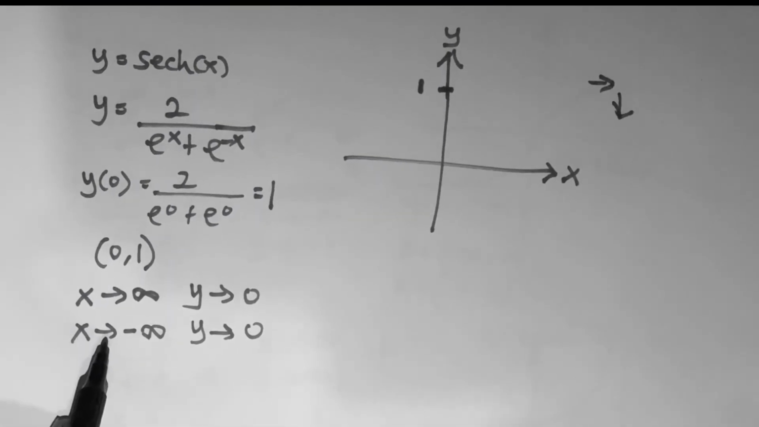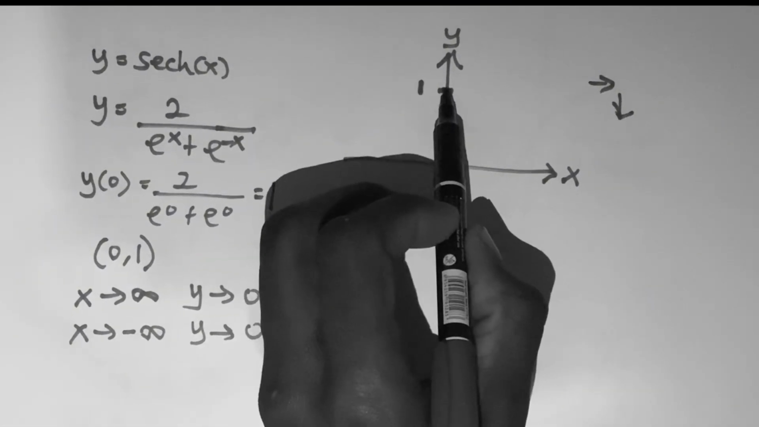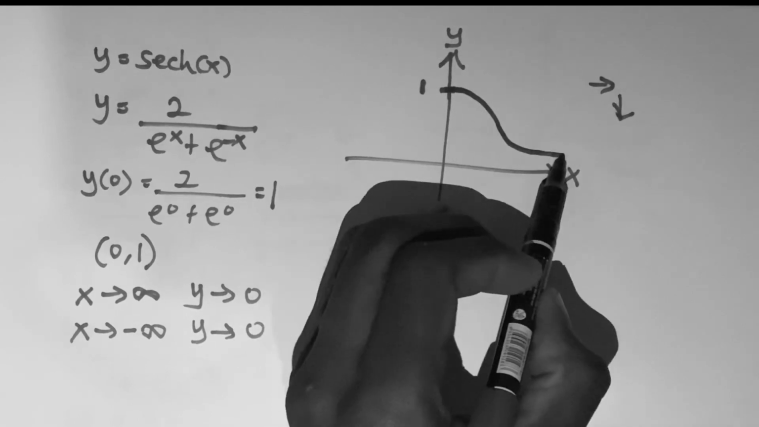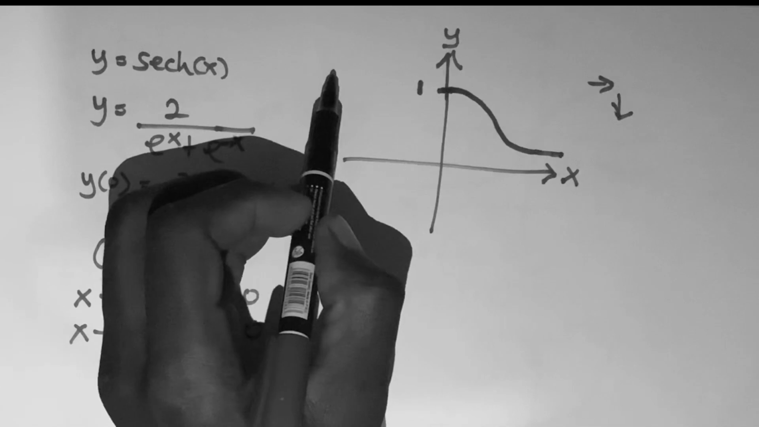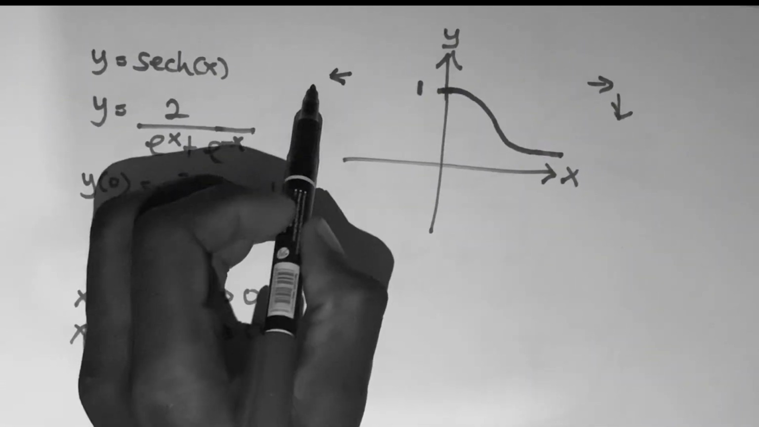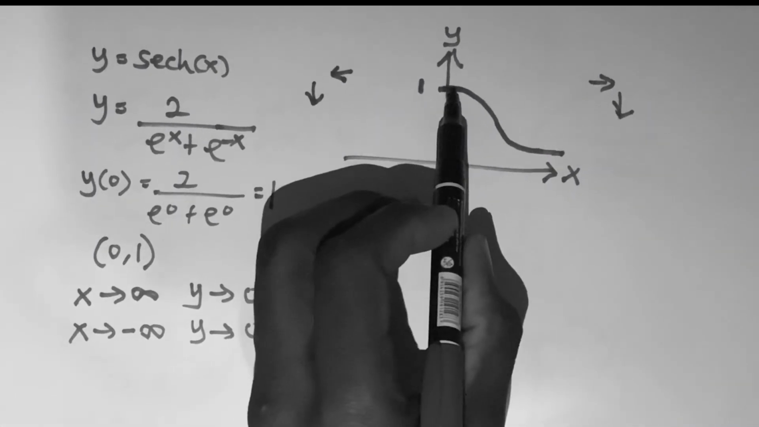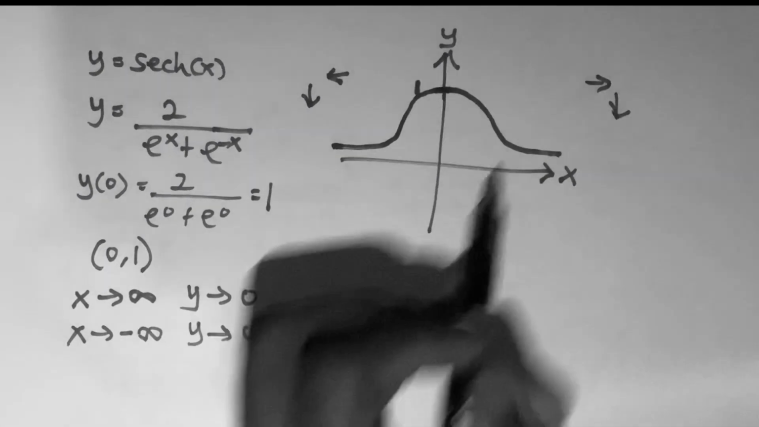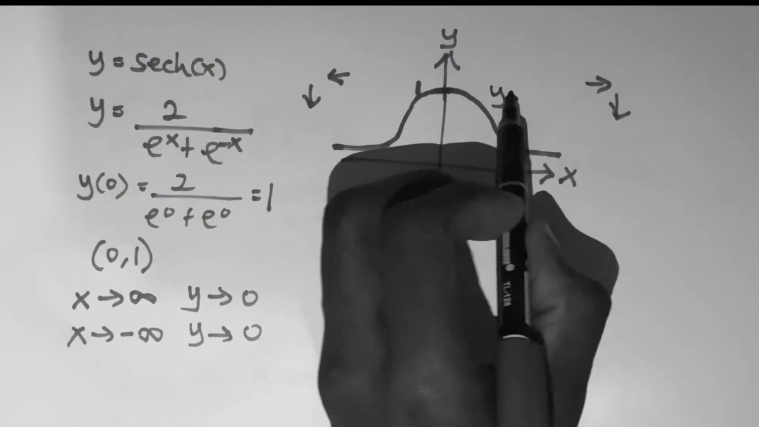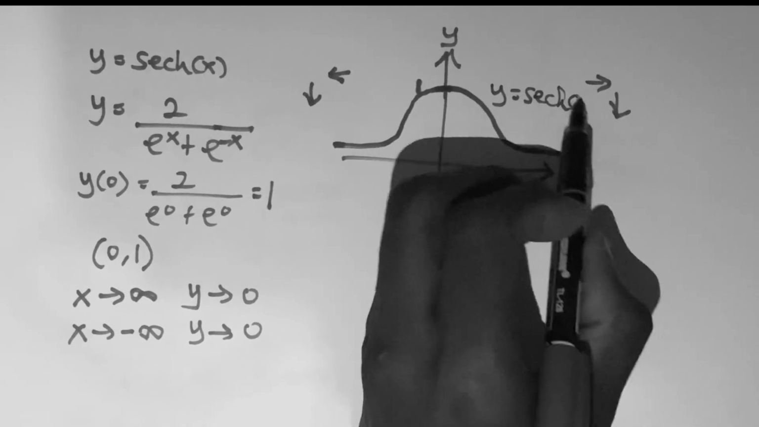So this one is going to look like this. And then as x approaches minus infinity, y approaches 0. So this side too is going to look like this. So this is the graph y is equal to sec x.